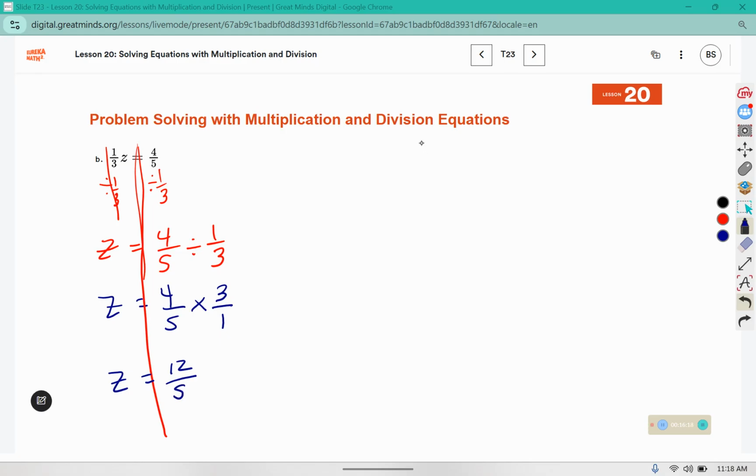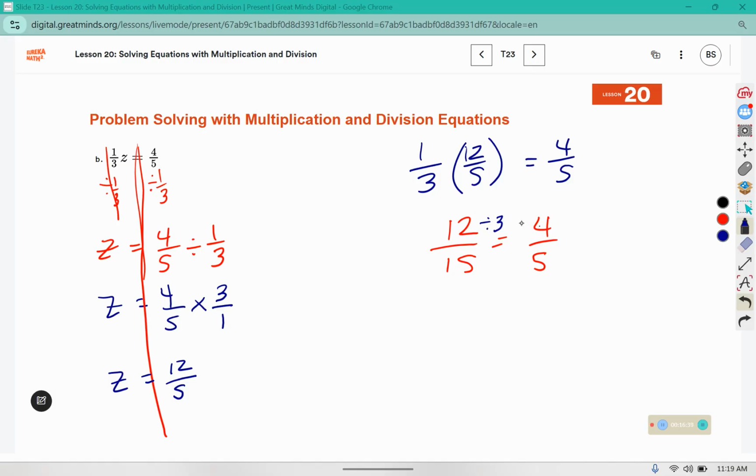Now we're going to check. 1/3, replace the z with 12/5, and see, is that equal to 4/5? Well, 1 times 12 is 12, and 3 times 5 is 15. Is 12/15 the same as 4/5? Well, let's see, if we reduce this fraction, 12 divided by 3 is 4, and 15 divided by 3 is 5. So yes, 12/5 is a correct solution.